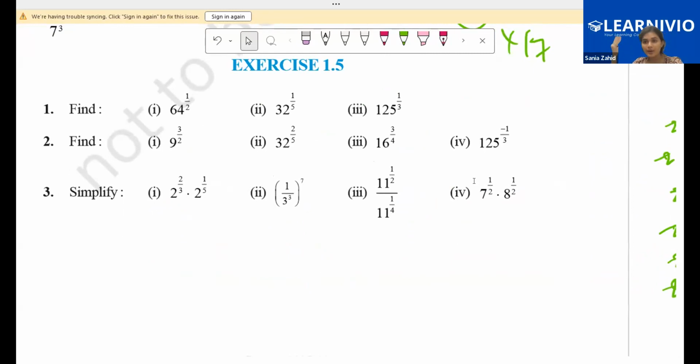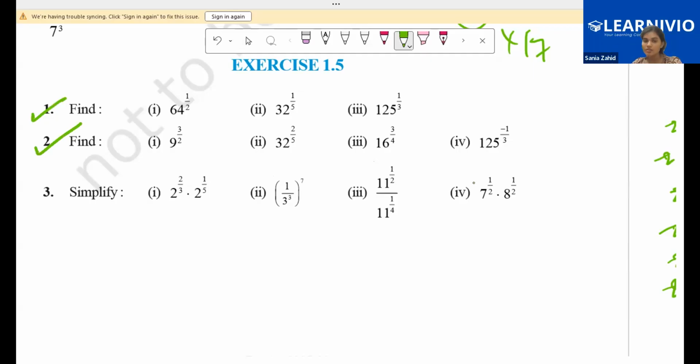Again, 125 to the power 1 by 3. So again, you'll do it in a similar way. You break down 125, then you break down 9, you break down 13. So you break down the base numbers for the first and second question, and then you solve it accordingly. So can you do the first and second questions now?